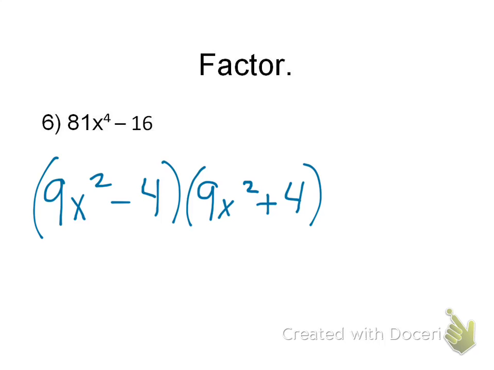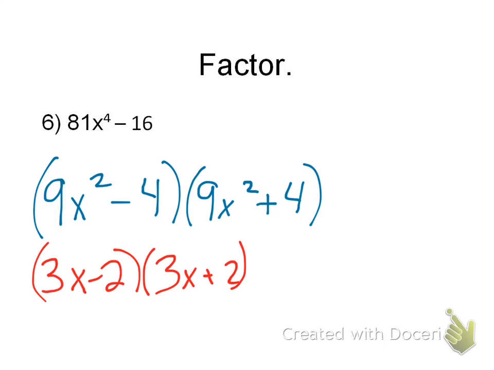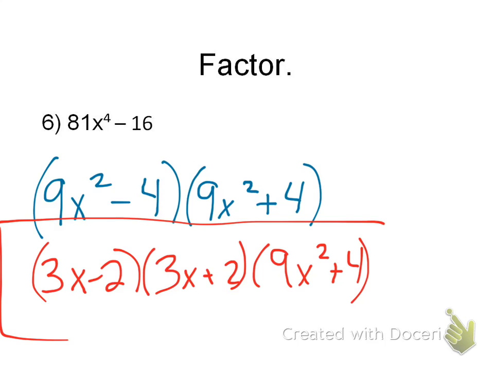Am I done? No. Why am I not done? Yeah, this is still a difference of 2 squares. This can be factored again. Can this be factored again? No. Sum of 2 squares is nothing special. Okay, difference of 2 squares, though, is, so I have 3x minus 2, 3x plus 2, 9x squared plus 4. Now I'm done.